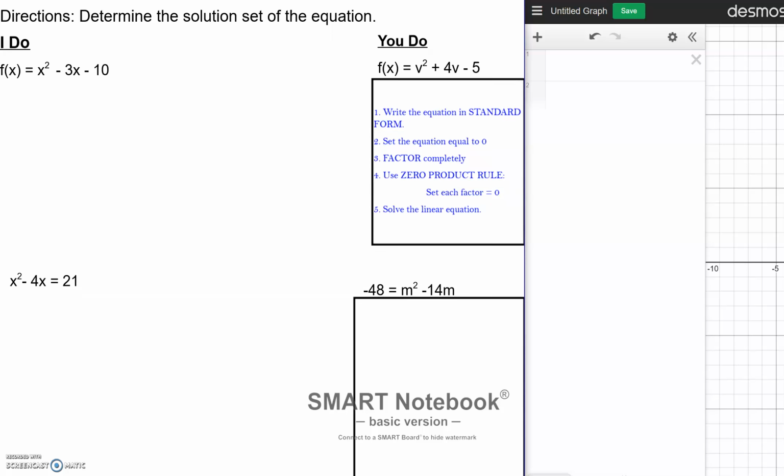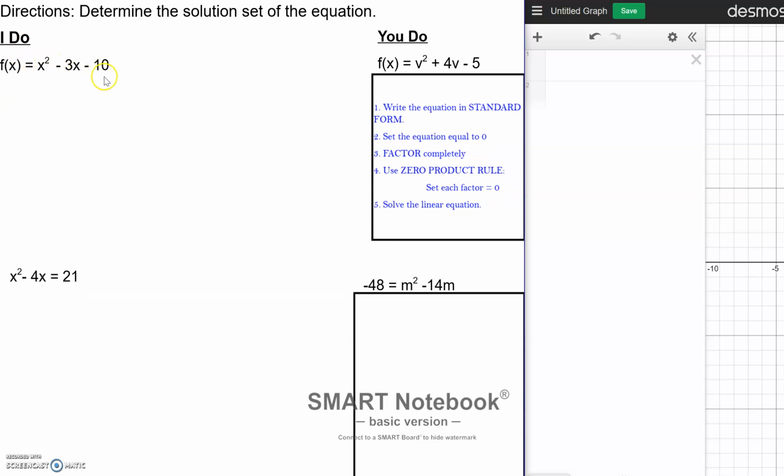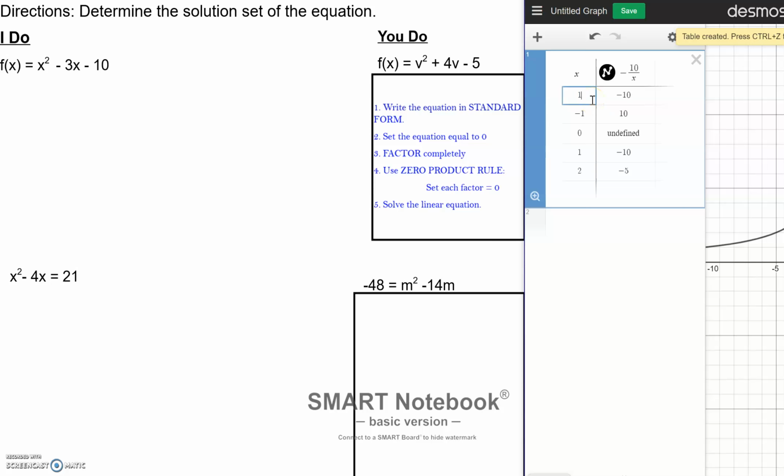So you'll notice we now have 3 terms. So we have equations and they have 3 terms. So what's going to happen is we need to find factors that multiply to give us negative 10, but also add or subtract to give us negative 3. You see I have my decimals open, so I'm going to put negative 10 divided by x. And then go to the table to find the factors.